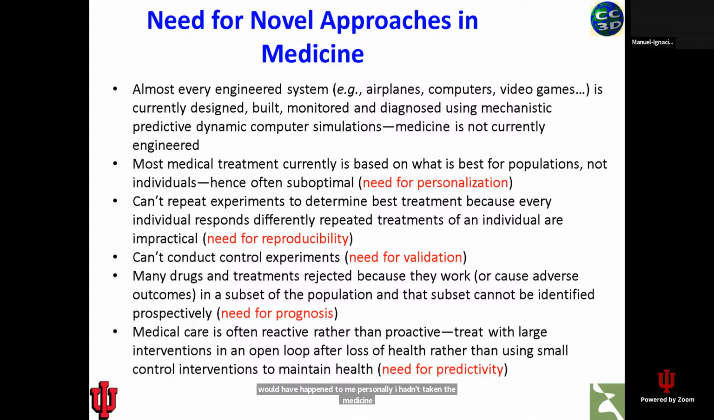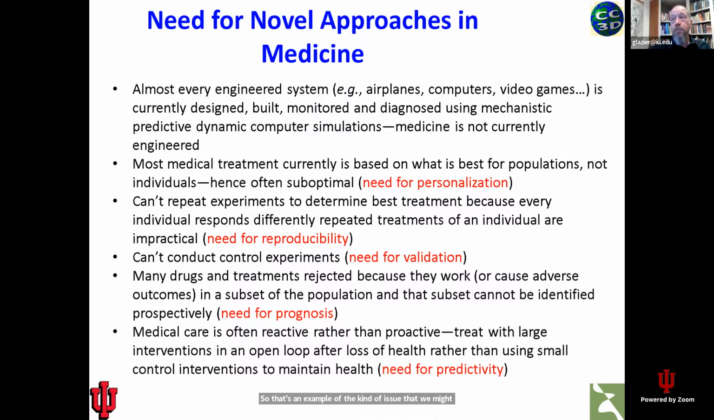So that's an example of the kind of issue that we might face that we want to address with models. We can't do control experiments clinically either, really. That's another problem. We often don't know what the cause of a disease is, and that makes it harder to design therapies for it. And something that is a dream of mine would be to make medical care proactive rather than reactive.